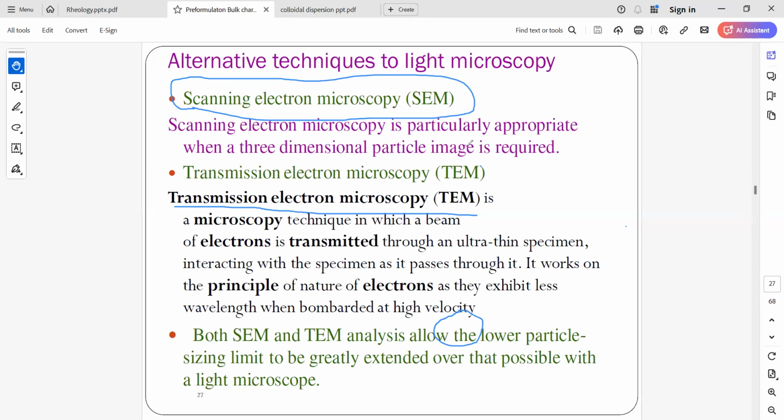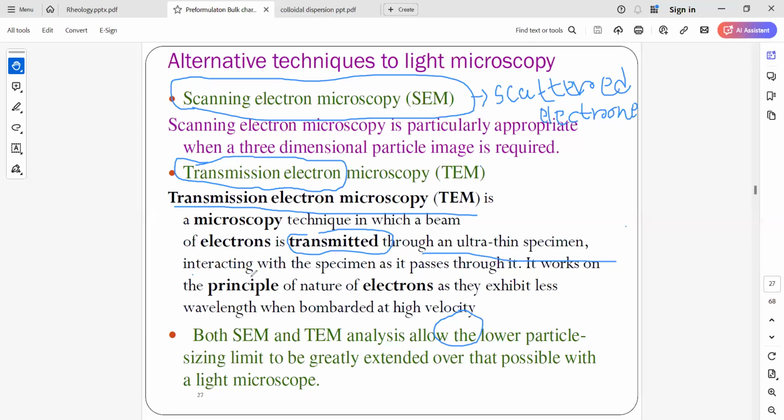And also in case of transmission electron microscopy, as its name itself indicates, we measure the transmitted electrons. Okay, and here we measure the transmitted electrons through the specimen. It means that electrons get transmitted through the specimen, and those electrons we will measure. So in transmission electron microscopy, we will get an idea about the internal structure, while in case of scanning electron microscopy, we will get an idea about the surface only, right?